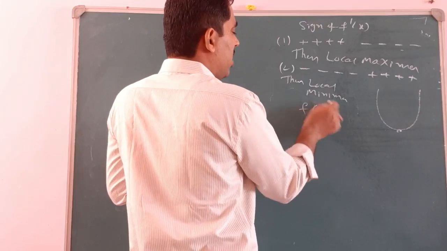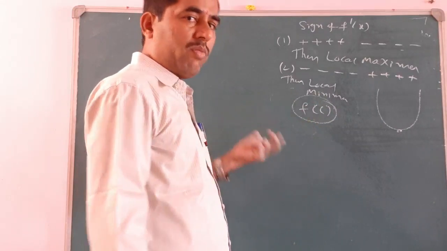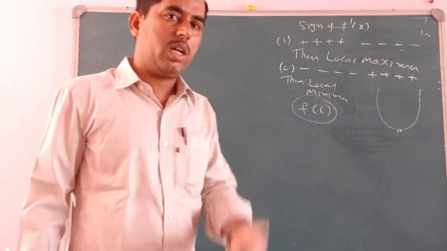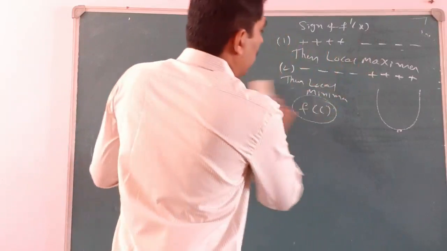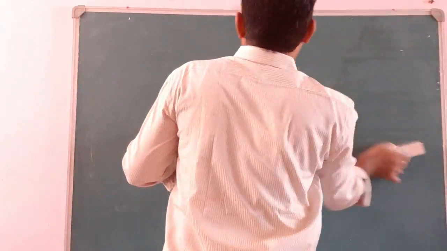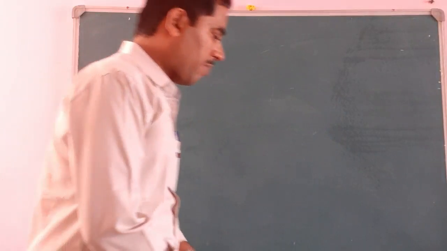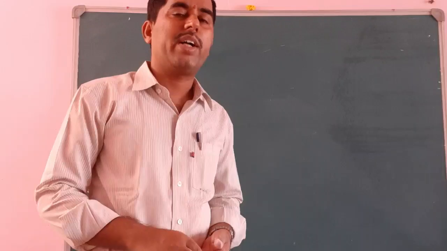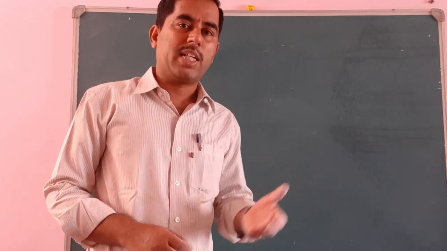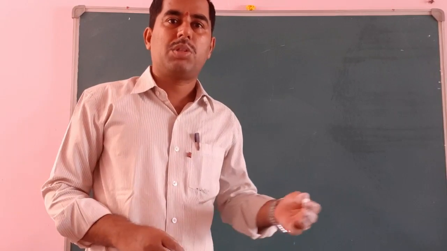Then that f of c value is called the minimum value or maximum value, as we got in the previous example. In this way we can use the first derivative test to find the minimum and maximum values. We shall consider some more examples.